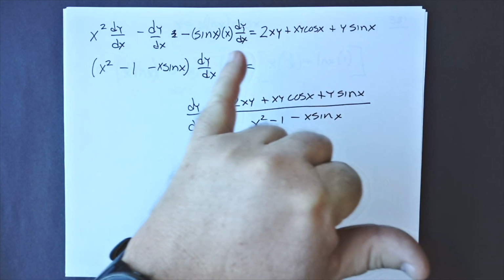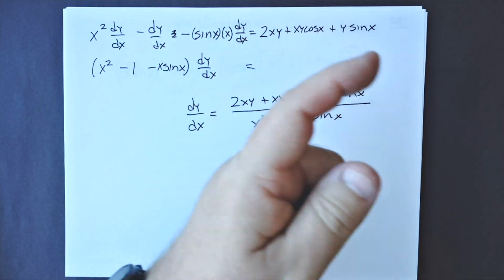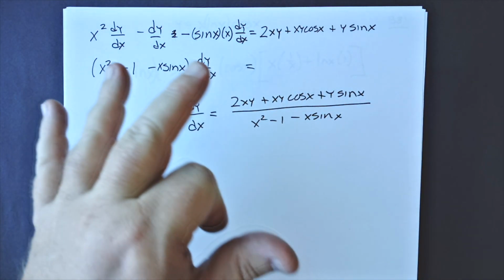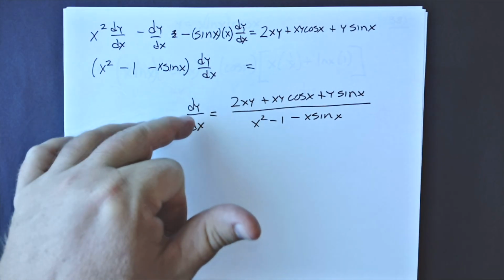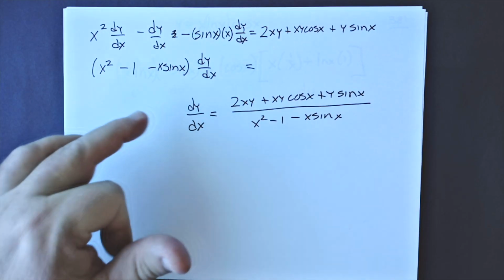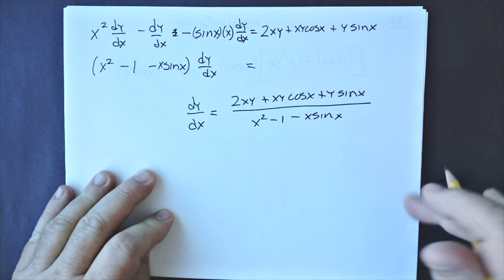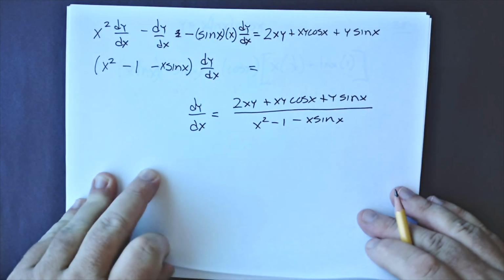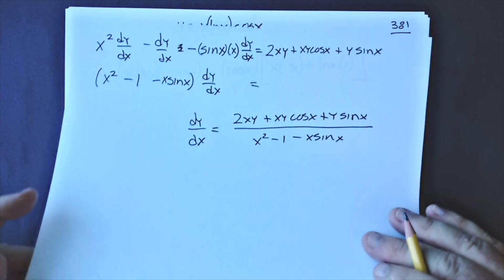So I did that here for you. Everything that has a dy is on the left. Everything that doesn't is on the right. Then I can factor out those dy dx's, and then I'll divide by whatever's left over. So then you finally have the dy dx by itself equals this whole thing right here. That's the derivative of that. That's how implicit differentiation works if you actually need to explicitly solve for the derivative.